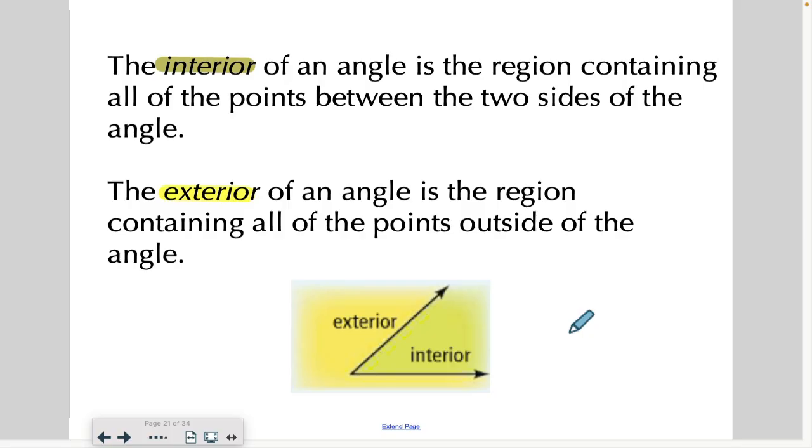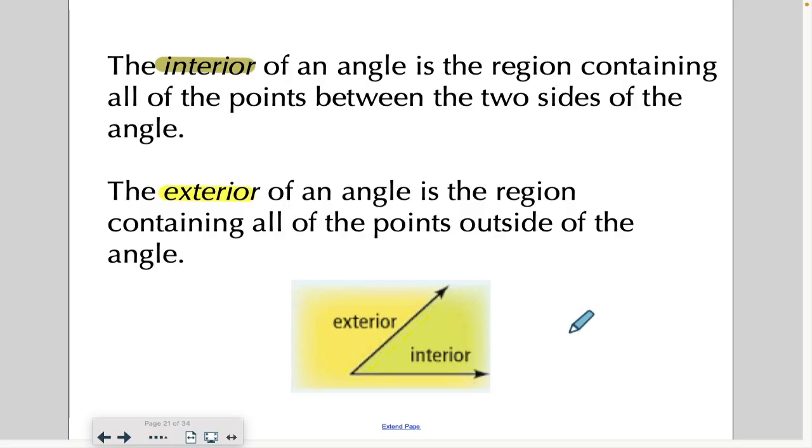Okay, cool. All right, so a couple quick things. Again, the vocab today is not too taxing. The interior of an angle is the region containing all the points in between the two sides of the angle. Fancy definition, however, if I asked you with no information, where's the interior of the angle, I would hope you would say this part. And this is the exterior. The exterior of an angle is the region containing all the points outside of the angle.